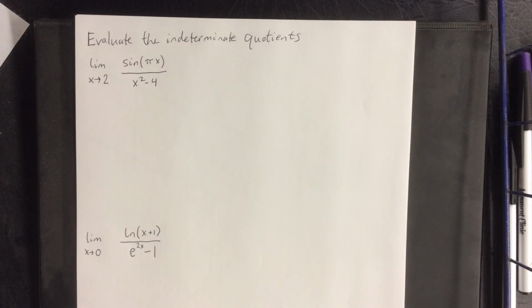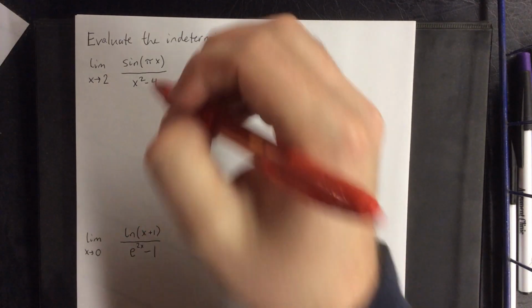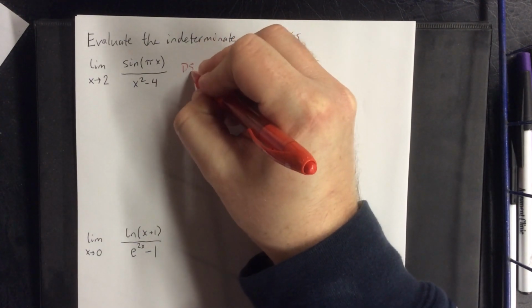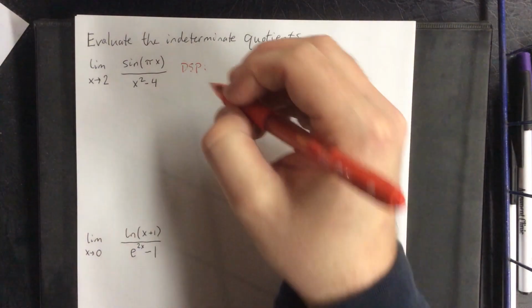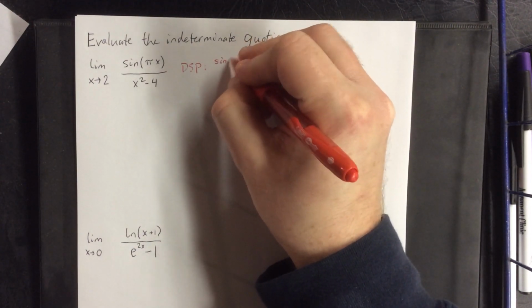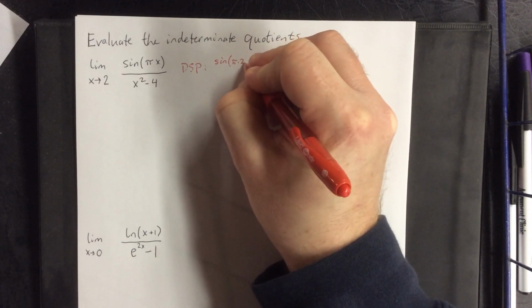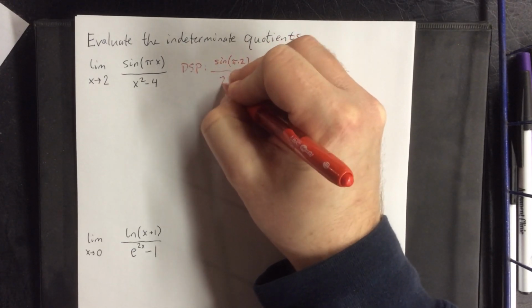So now that we've introduced L'Hopital's rule, what we're going to do next is take a look at some indeterminate quotients. First, we're going to try out the limit as x approaches 2 of the sine of pi x over x squared minus 4. Now, just to make sure that everything's working the way that it should, first thing I'm going to do is just try to use the direct substitution property just to make sure that what I claim is an indeterminate form is actually an indeterminate form.